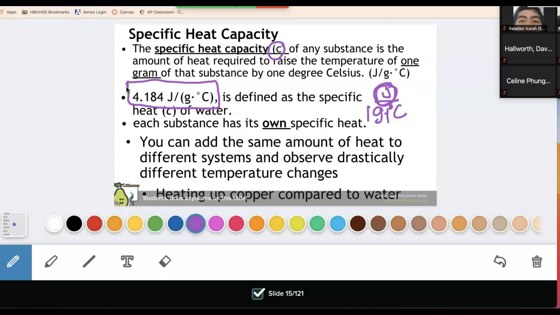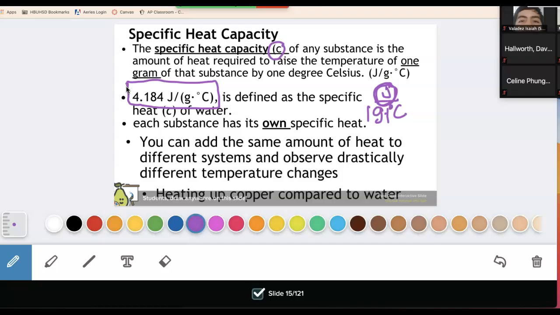Now, here's what I mean by that. Water has a certain number. It's 4.184. Copper has its own specific heat capacity. Nitrogen has its own specific heat capacity. Oxygen has its own specific heat capacity. Why? Because all of these substances are different. So they change temperature with different amounts of energy.